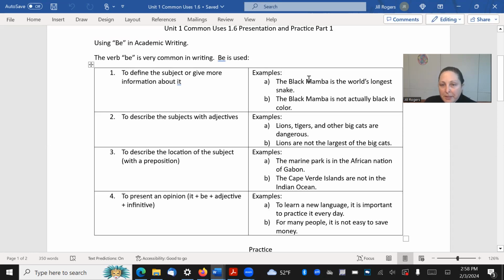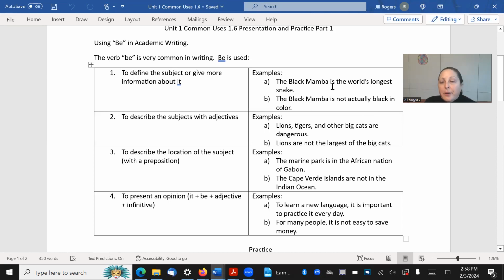The black mamba is the world's longest snake. We see here that the black mamba is actually a proper noun because it's a proper name of this snake. And then we say it's telling us more information. It is the world's largest snake. Okay. We also have another example here, again with the black mamba. The black mamba is not actually black in color.